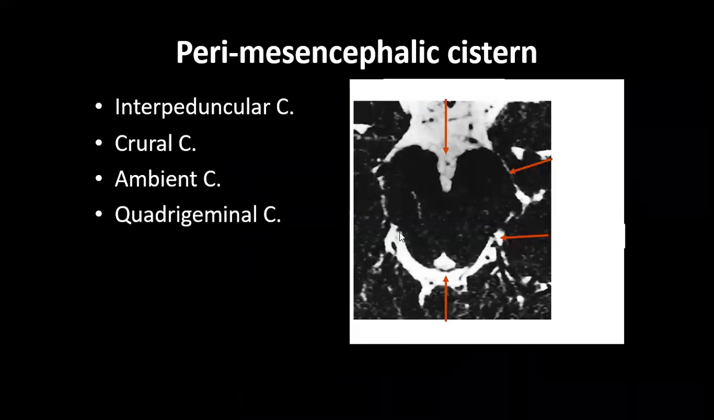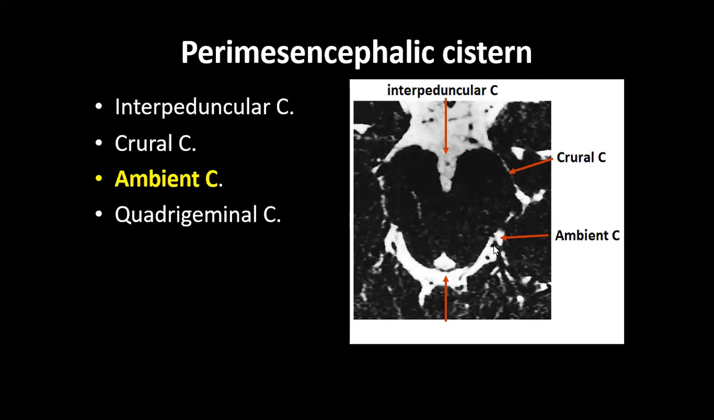This is a collection of systems surrounding the midbrain and takes the name of perimesencephalic system. Peri means surrounding, mesencephalic means the midbrain. These are 4 systems. The first one is the interpeduncular system, because it is between the cerebral peduncles, followed by the crural system, which is anterior to the crus cerebri, another name of the cerebral peduncle, then the ambient system, which is a lateral extension from the quadrigeminal system surrounding the midbrain. That is why it is called ambient. Ambient means surrounding. And last, the quadrigeminal system is posterior to the quadrigeminal plate.